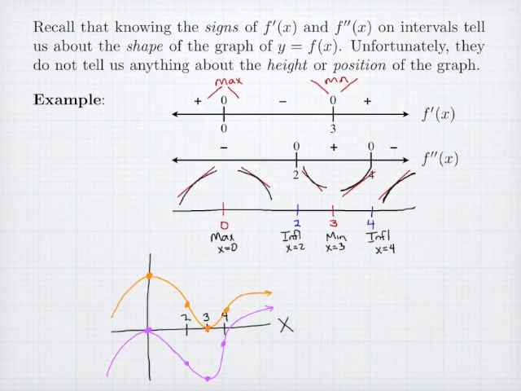So for example, notice that my orange curve has its asymptotic behavior below the maximum, while my purple curve has its asymptotic behavior above that maximum point. And based only on the sign analysis, I have no idea which curve it is. Well, this is the information that a definite integral provides.